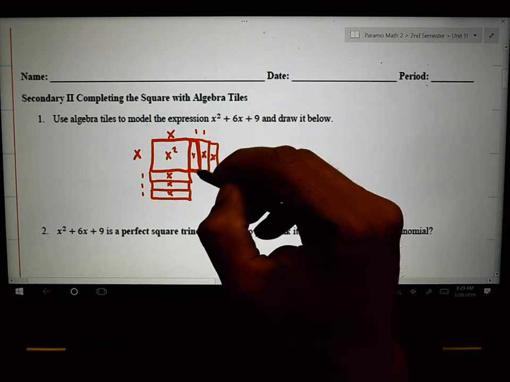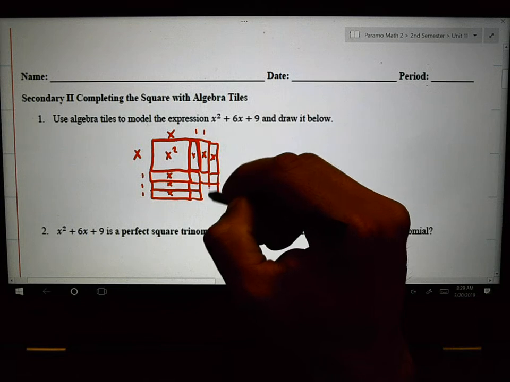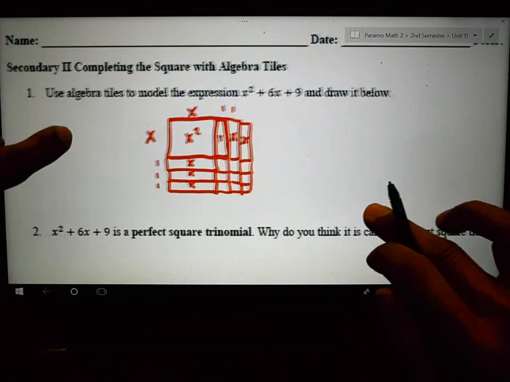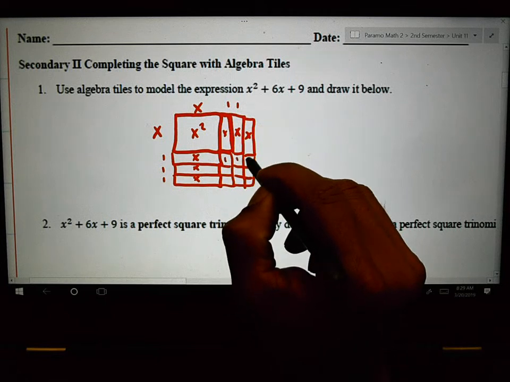And then what did we do? We had the single 1 times 1's. And that's what we created with our algebra tiles. That's as big as I can make it for you. These are all a 1, a 1, a 1, a 1, a 1, a 1, a 1.